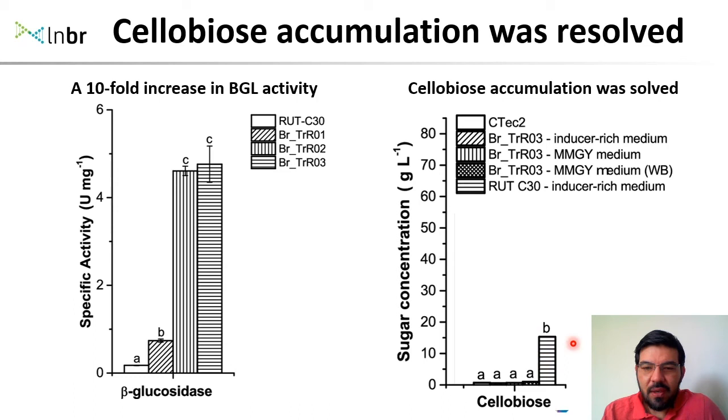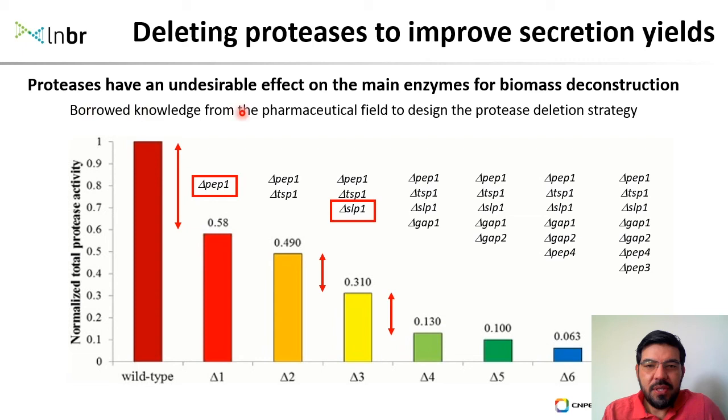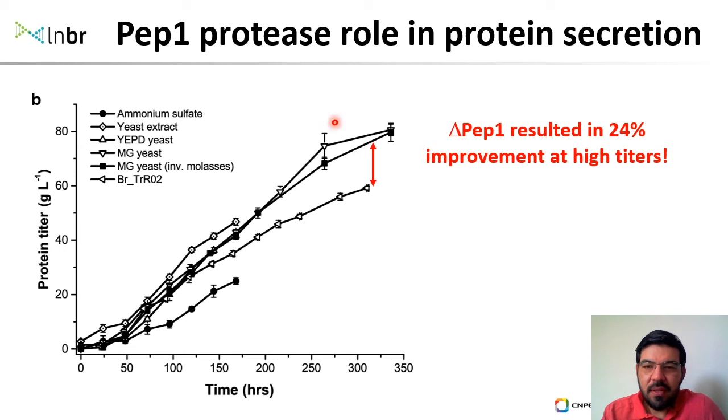Another change was deleting proteases. We learned from a very nice paper from VTT that analyzed the degradation of antibodies produced by Trichoderma. They identified several proteases that could decrease the stability of these antibodies. And we observed that PEP1 seems to be one of the most significantly expressed proteases in the secretome that could decrease the stability of the secreted proteins. When we made this deletion, we had an improvement of nearly 24% in the protein titers, indicating the key role of proteases in modifying the stability of the cellulase.